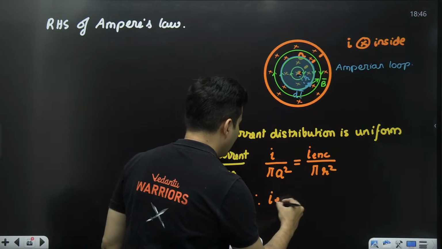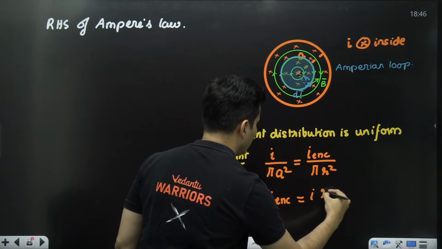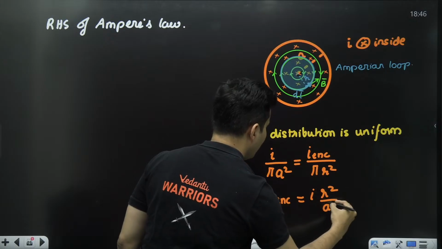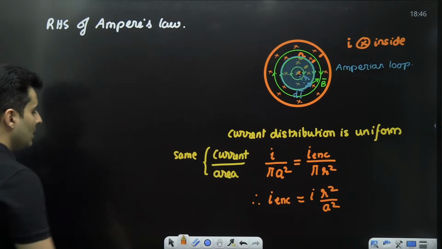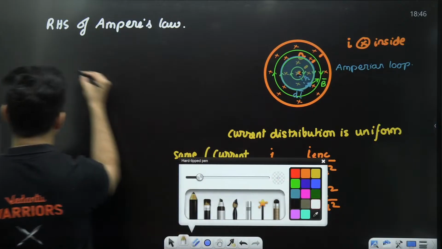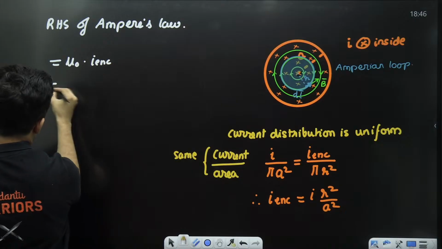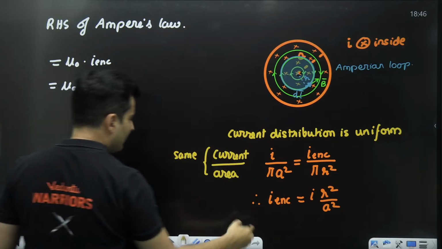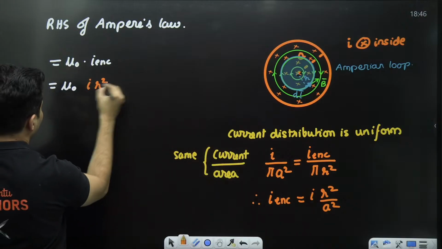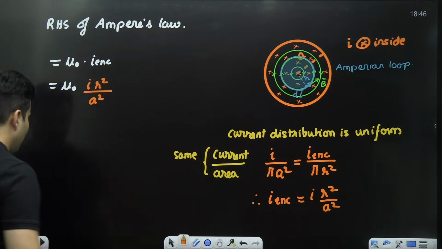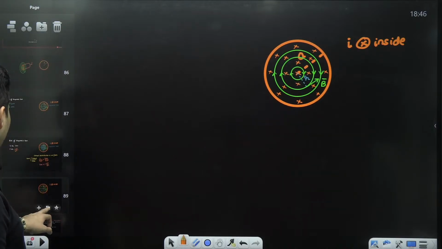What will I get as the enclosed current? I will get it as I into small r square by a square. I into small r square divided by a square. So the right hand side will just become mu naught into I enclosed. So that I enclosed itself will just become I into r square divided by a square. So that's it. That will give me the final formula then.